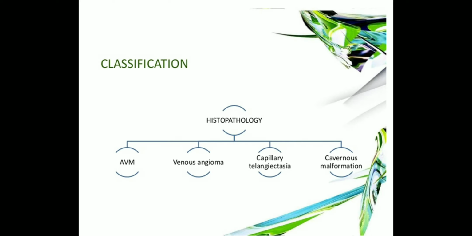Histopathologically, you have different types of vascular lesions: AV malformation, venous angiomas, capillary telangiectasias, and cavernous malformations. These are the common vascular lesions, anything associated with the vessels. We'll see each of these one by one.